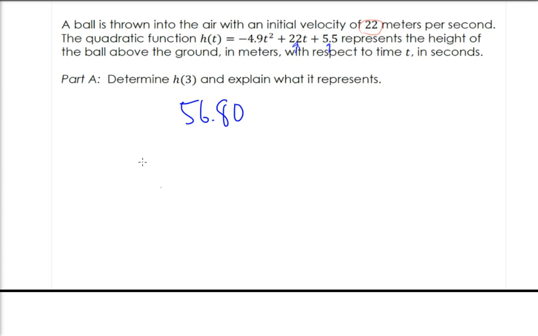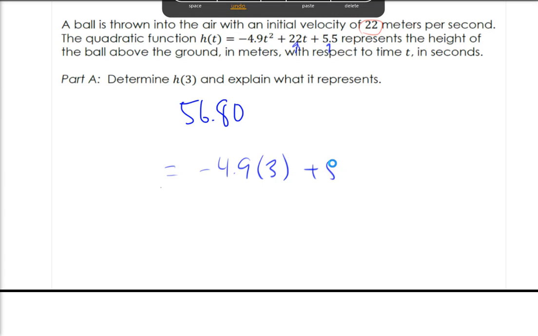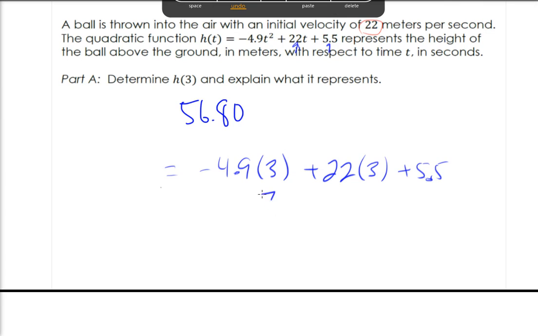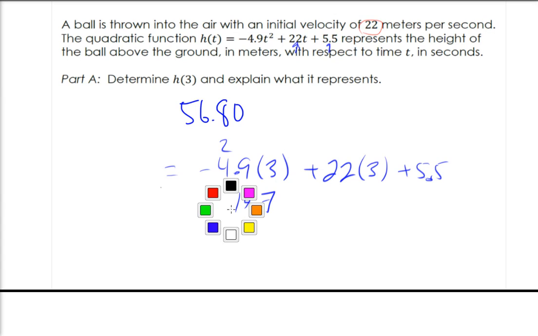All right, so let's see. The height after 3 seconds is negative 4.9 times 3 seconds plus 5.5, I'm sorry, plus 22. So we threw 22 meters per second. So we're being asked about 3 seconds. And that plus 5.5, the initial value of 5.5. All right, so this is going to be 9 times 3 is 27. I carry the 2. 4 times 3 is 12. Plus 2 is going to be 14. So 14.7. And this is minus.